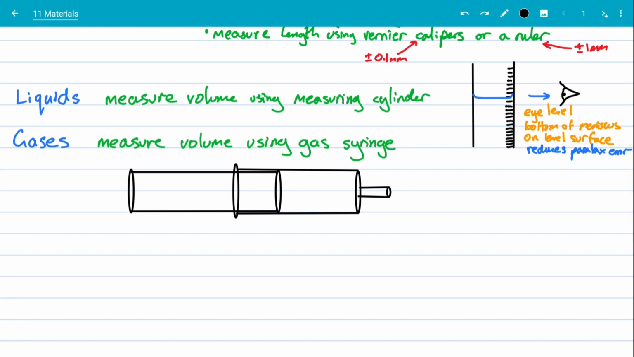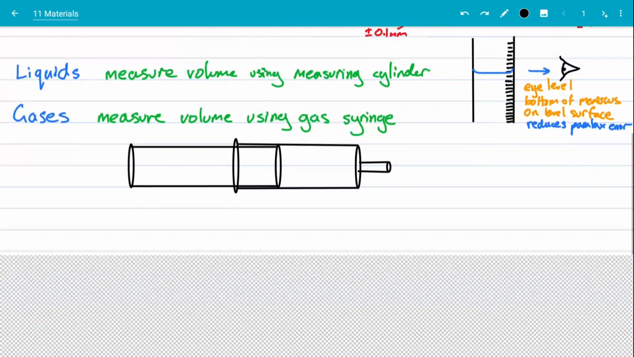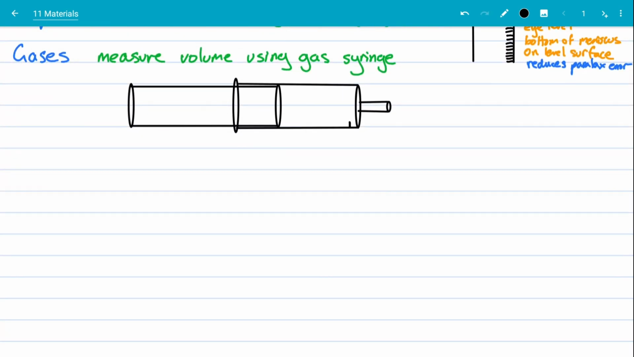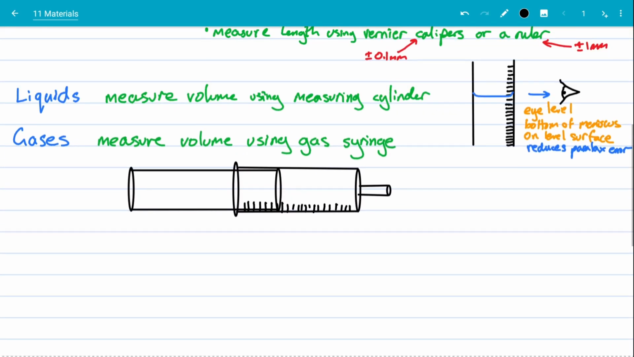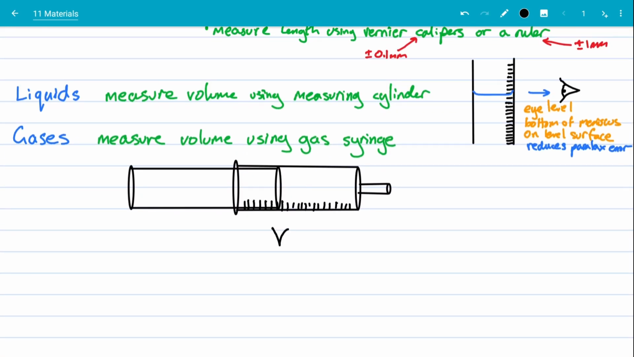So there's your gas syringe. You're going to have a scale all the way down one side like this, and just as we did before, you line up your eye with the scale like that. But the gas syringe should be horizontal.